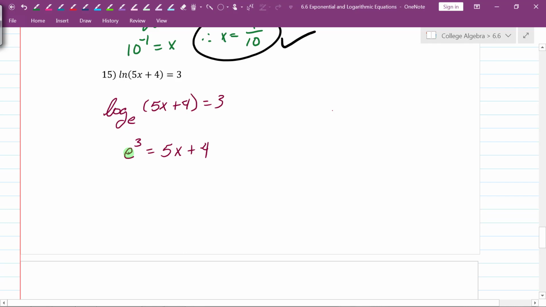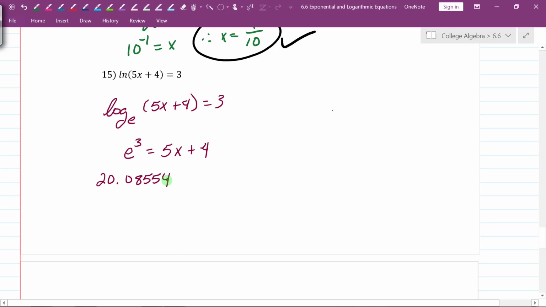This is just a number. Grab your calculator and put in how you would calculate e raised to the 3, and you're going to find out that it is 20.0855554. I like to go out to at least 4 or 5 decimal places for accuracy.